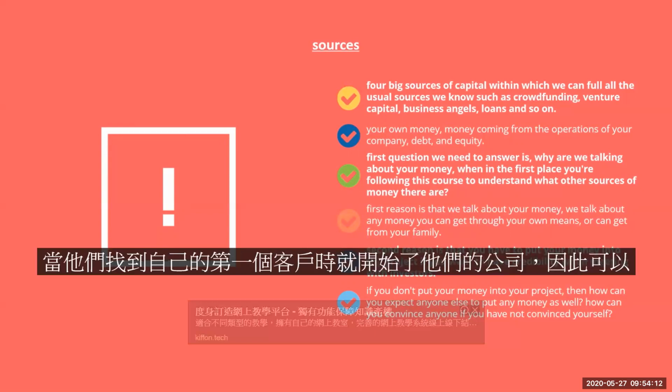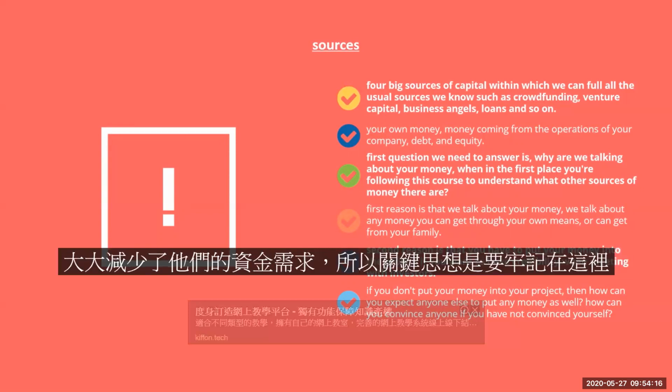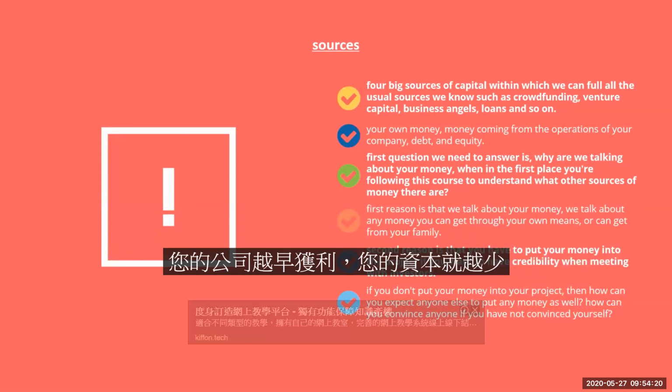Many entrepreneurs start their company when they find their first customer and can therefore dramatically reduce their capital needs. So the key idea to keep in mind here is that the earlier your company turns a profit, the less capital you will need.